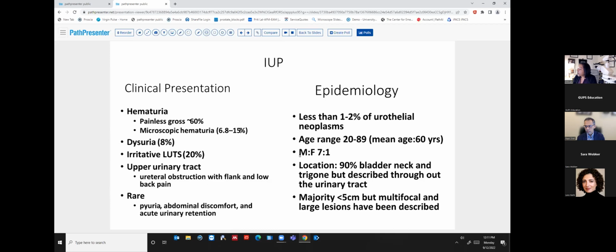Epidemiology, as with all other urothelial lesions, they are more frequent in men compared to women. If you look at the literature, there's a whole list of different ratios, but on average, it can be said that 7:1 is a good ratio. These are seen in a whole range of age groups, from young patients to older patients, with a mean age of 60 years.